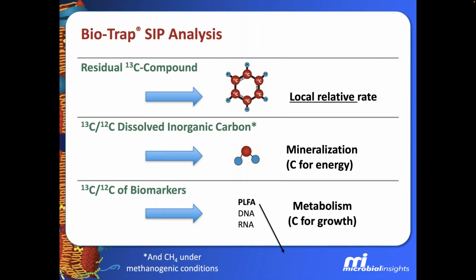So once the biotraps are retrieved, we do three different types of analyses. First of all, we know what the concentration of the C13 labeled compound was in the beads when it was deployed. So when it comes back to the laboratory, one of the first things we do is determine how much of that C13 compound remains there.